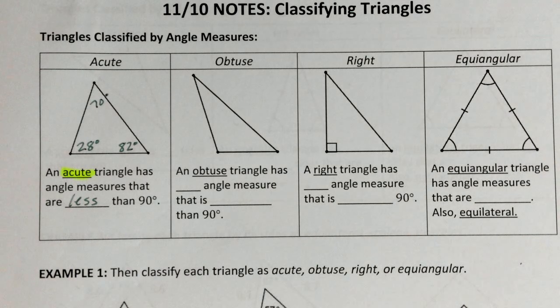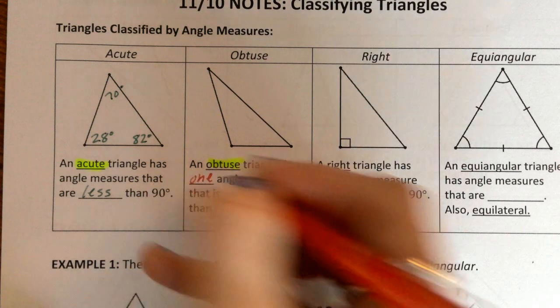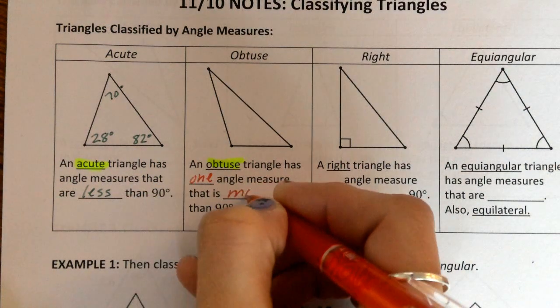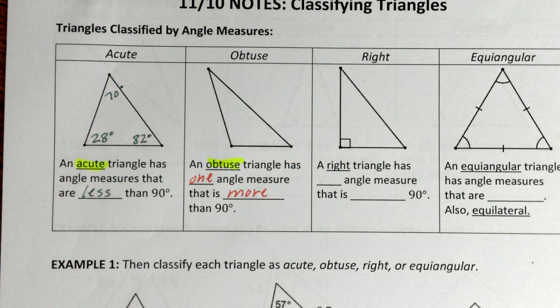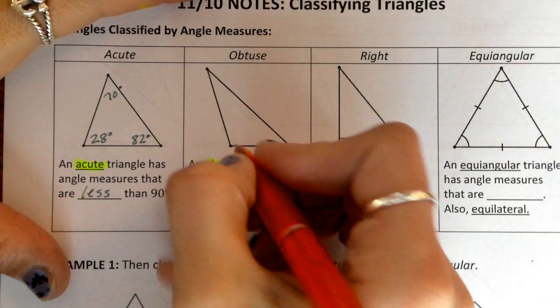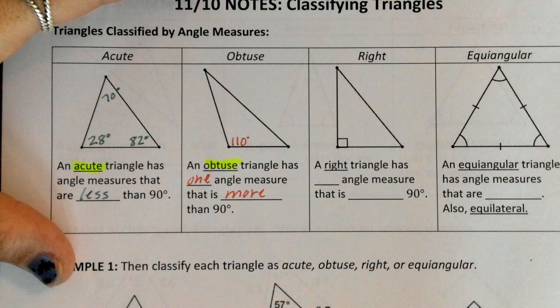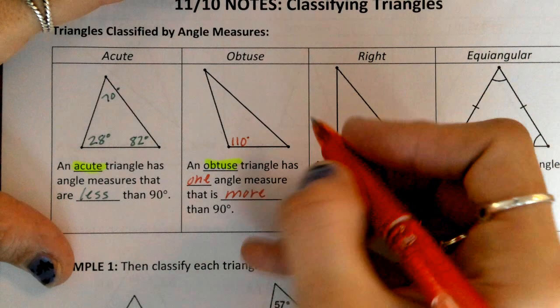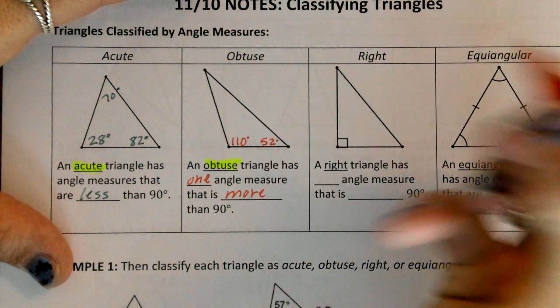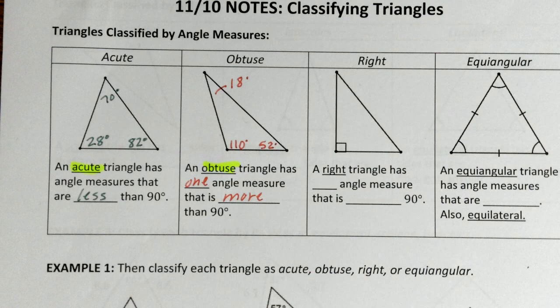Next, we have an obtuse triangle. With an obtuse triangle, you're going to have exactly one angle that is more than 90 degrees. You cannot have more than one angle of a triangle be more than 90 degrees. It's just the rule. So here, we'll take what looks like the obtuse angle and call this 110 degrees. There's our obtuse angle. When we see that on a triangle, we call it an obtuse triangle. And we'll label the other ones. Let's say this is 52 degrees, and up here this is 18 degrees. So there's your obtuse triangle.